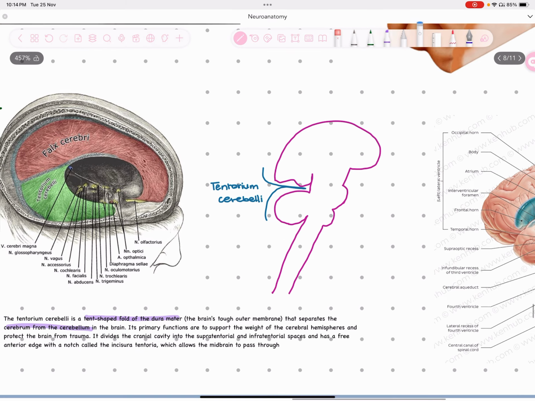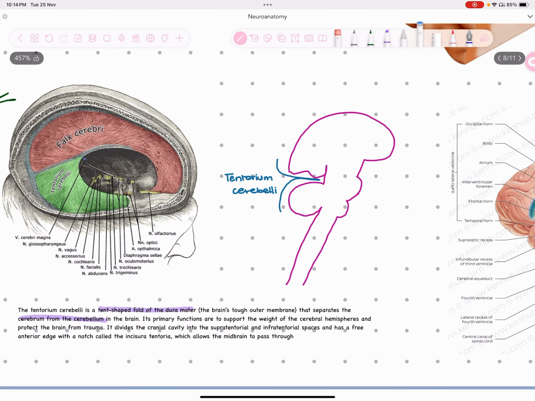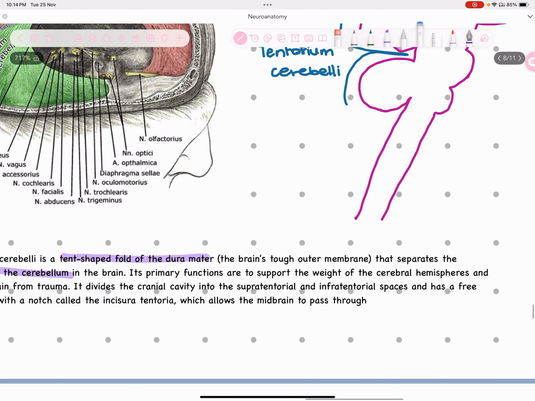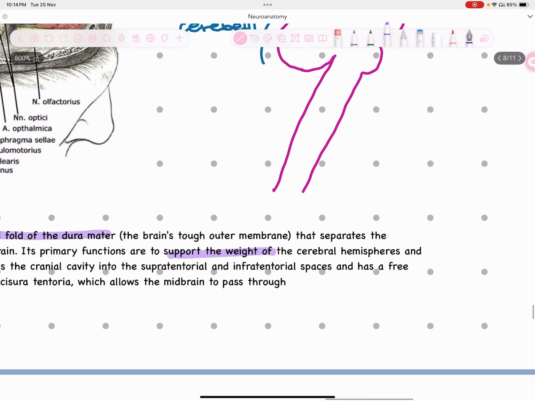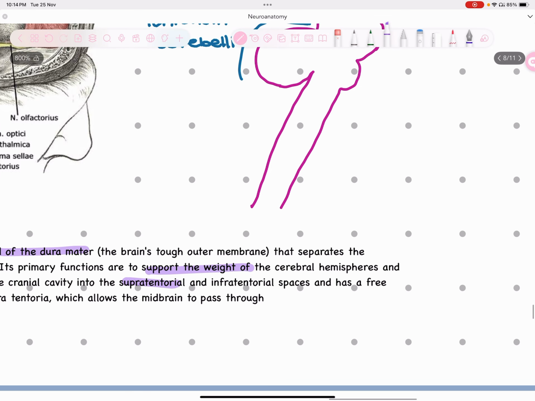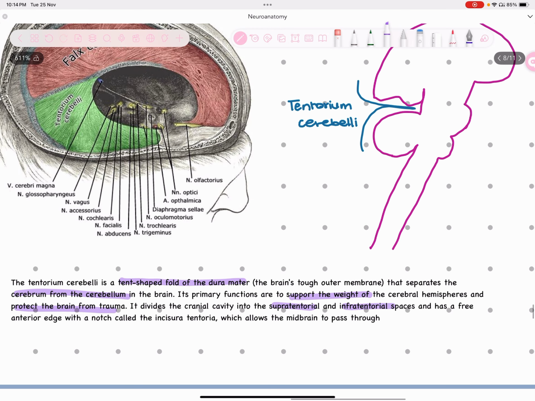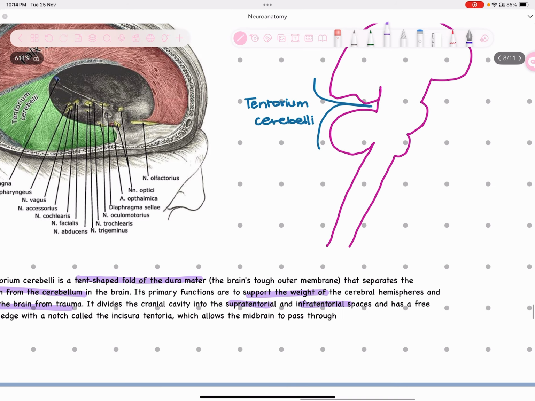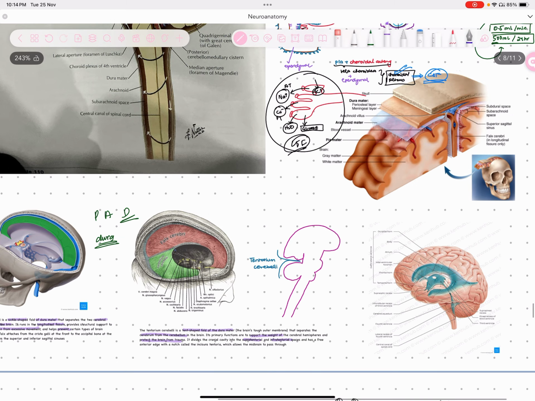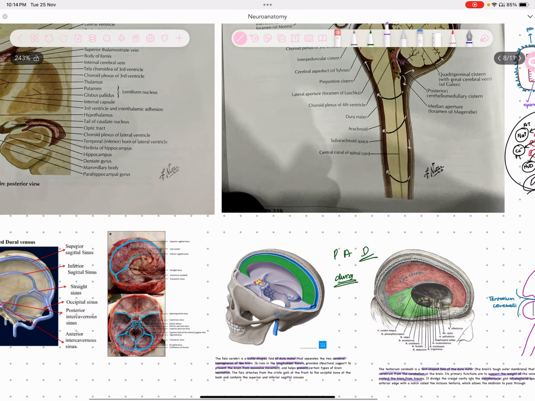Yes, its primary functions are to support the weight of the cerebral hemisphere and protect the brain from trauma. So it supports the weight and it protects the brain from trauma. It divides the cranial cavity into the supratentorial and infratentorial spaces and has a free anterior edge with a notch called the incisura tentorii, which allows the midbrain to pass through. Right, so this was extra information.